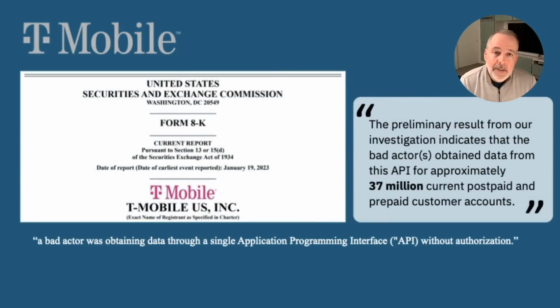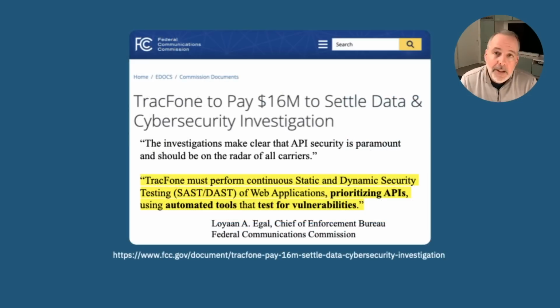And the regulators have very much taken notice of APIs. You can actually see here an example of a breach at T-Mobile where 37 million subscriber records got exposed through unauthorized access to an API. They had to file an 8-K filing with the SEC to report this incident. And here from Verizon, who owns TracFone, the Federal Communications Commission handed down a $16 million fine when they completed an investigation into subscriber data being leaked out through APIs. And beyond the fine, they actually mandated a number of API security best practices.